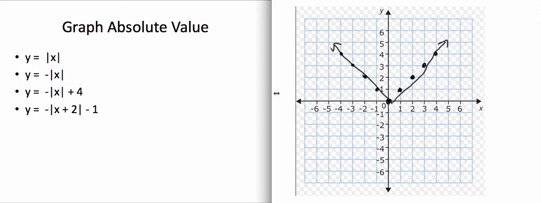Now in this next example, in red here, we're asked to reflect it. This negative sign means that we're going to reflect it. The first point is going to stay at 0, 0, but everything else is going to reflect and become the opposite. So positive 1 becomes negative 1. Positive 1 becomes negative 1. So we just flip the graph upside down.